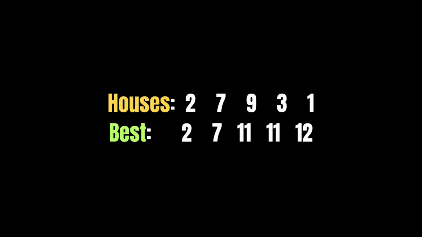So we can think of our solution as simply remembering the best answer after every house. So after the first house, it's 2. After the two houses, it's 7. And after the 3, it's 11. Then 11 again, and finally 12.